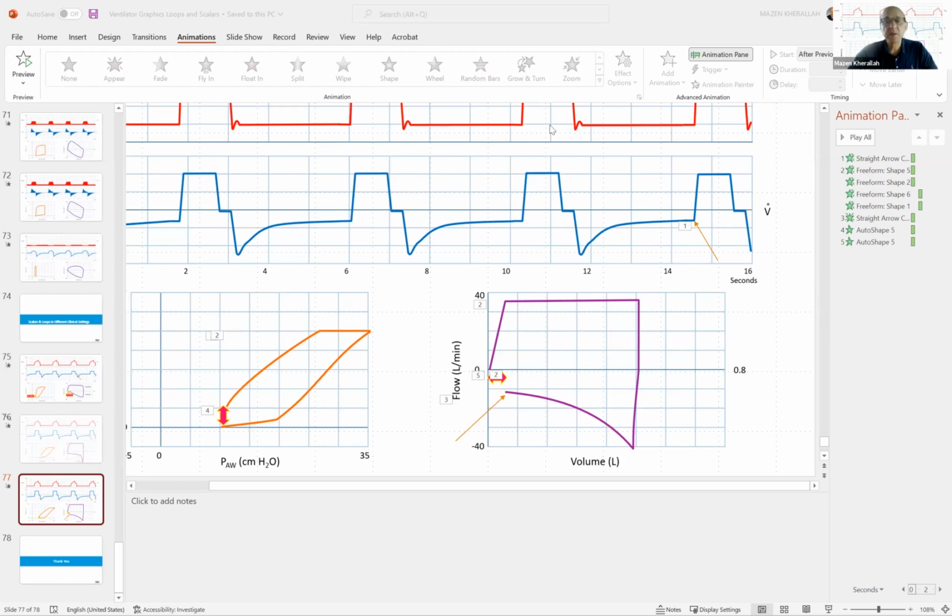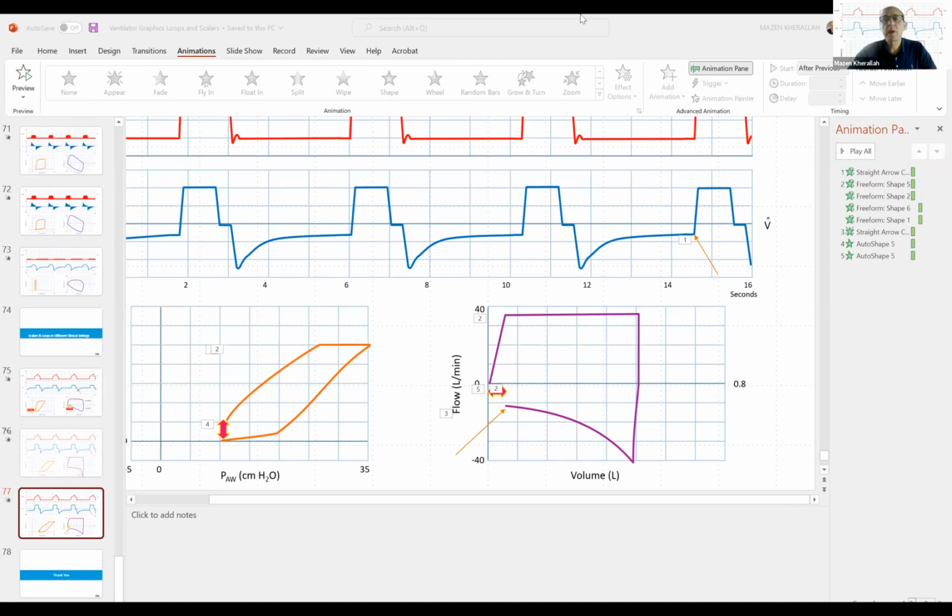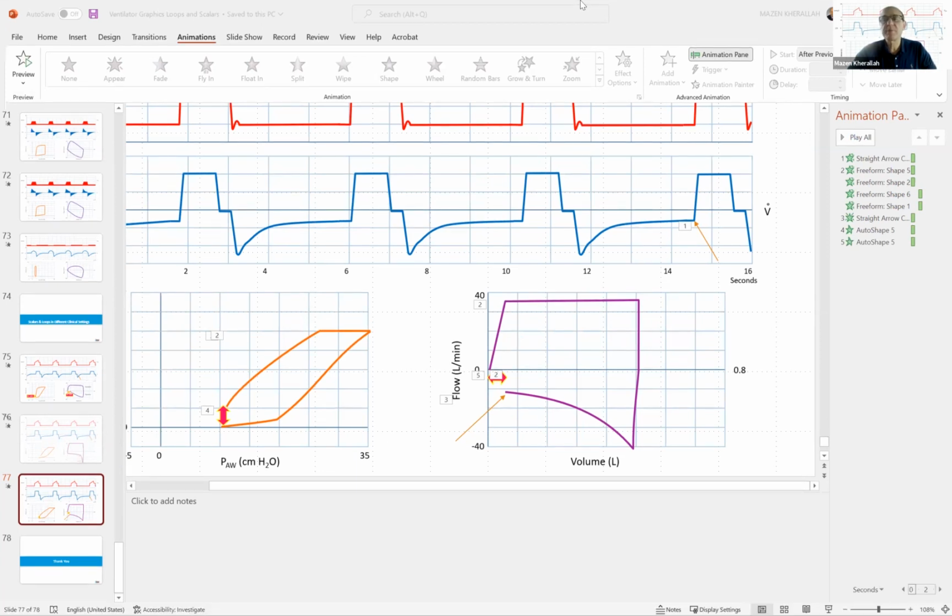I get only thank you in the chat section. No questions asked yet. I hope it's clear to everyone and makes it easier for you to interpret those scalars.